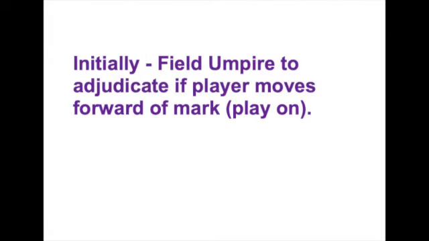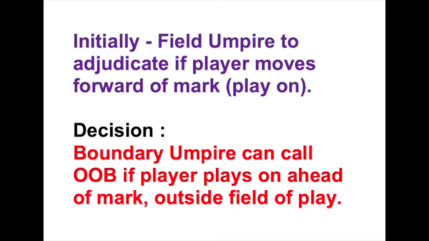In this situation, the field umpire will be side on to the play. So they're going to be in the best position to adjudicate if a player has moved forward of their mark and decided to play on. So we need to be aware of that. But if a situation occurs where it's been confirmed that the player has played on ahead of the mark and the ball is completely outside the boundary line, then we need to call out of bounds.